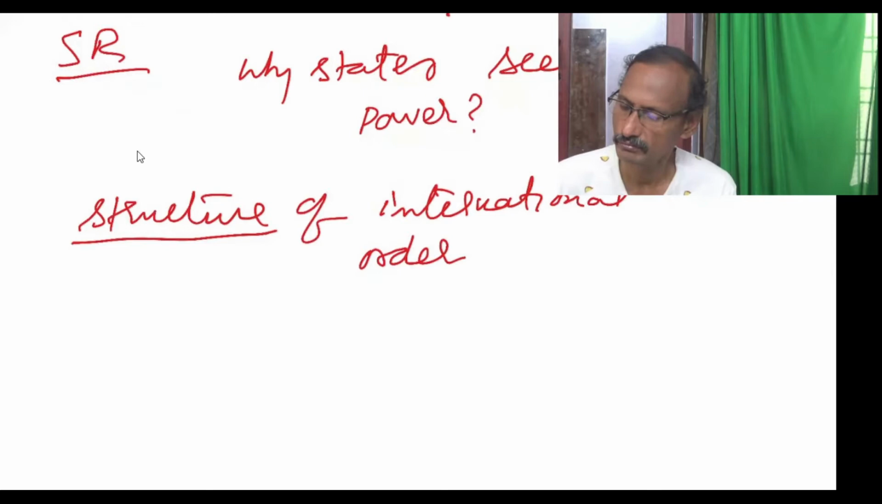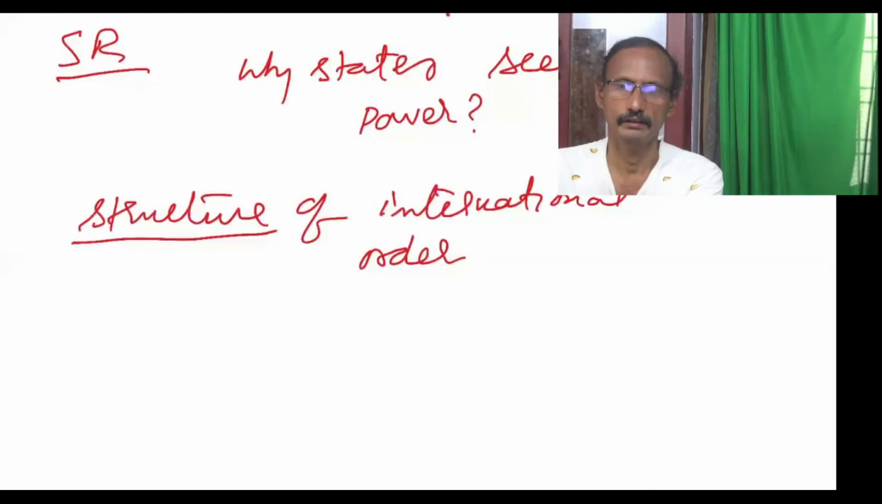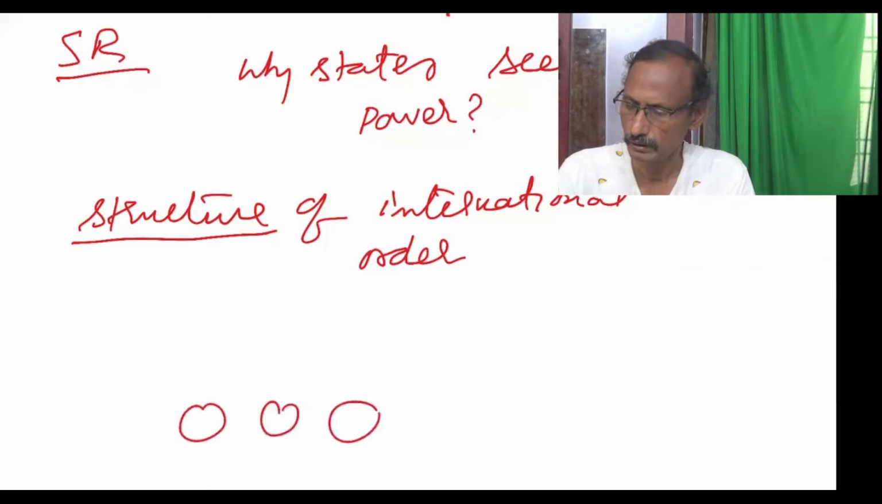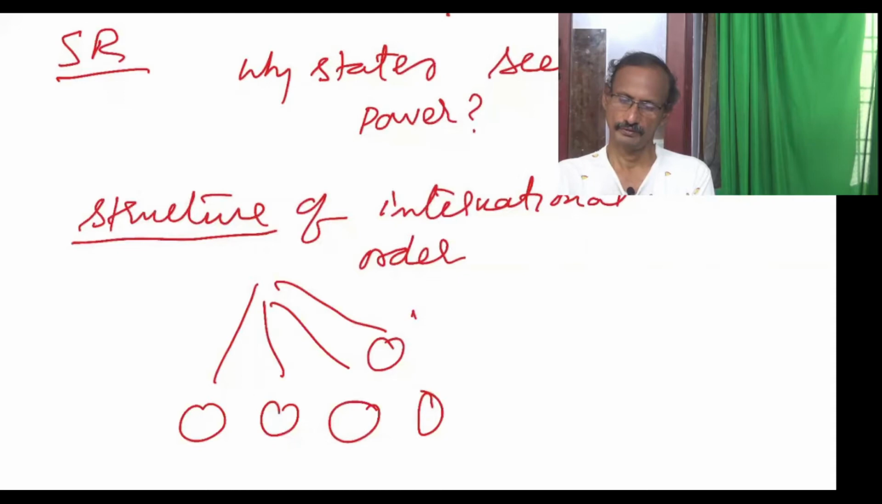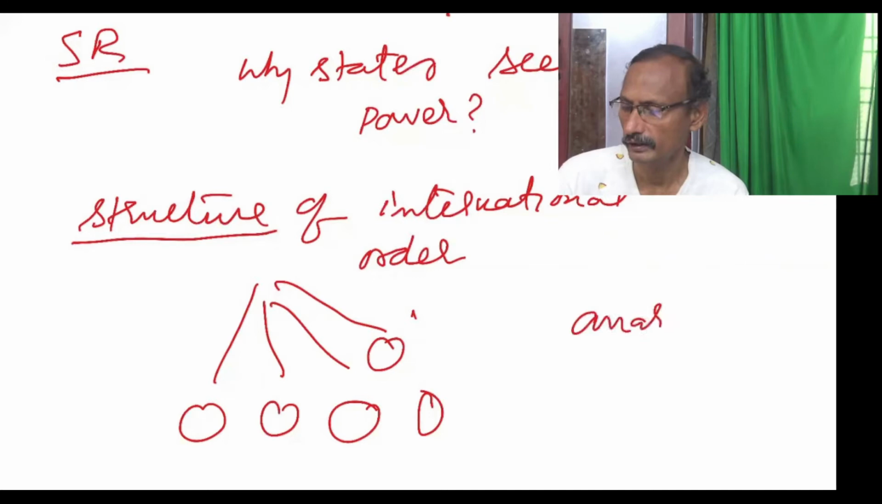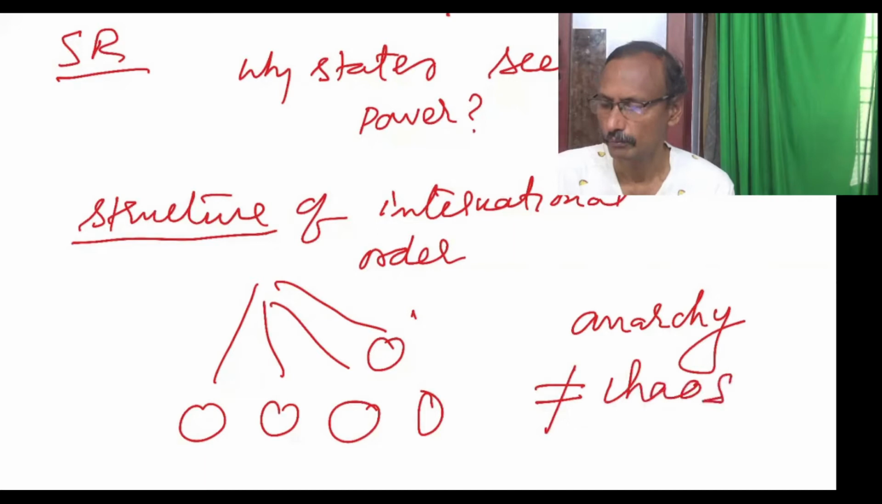His main point for state seeking is that there are states and there is nothing above the states to control, to settle disputes, to maintain order, which is called anarchy. Anarchy here does not mean chaos, but it only means there is no hierarchy.